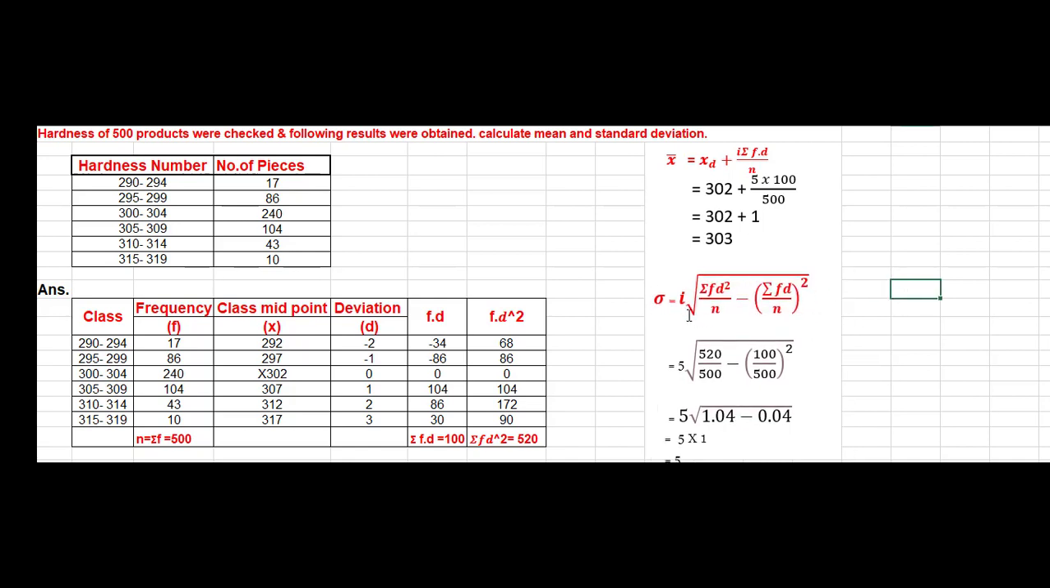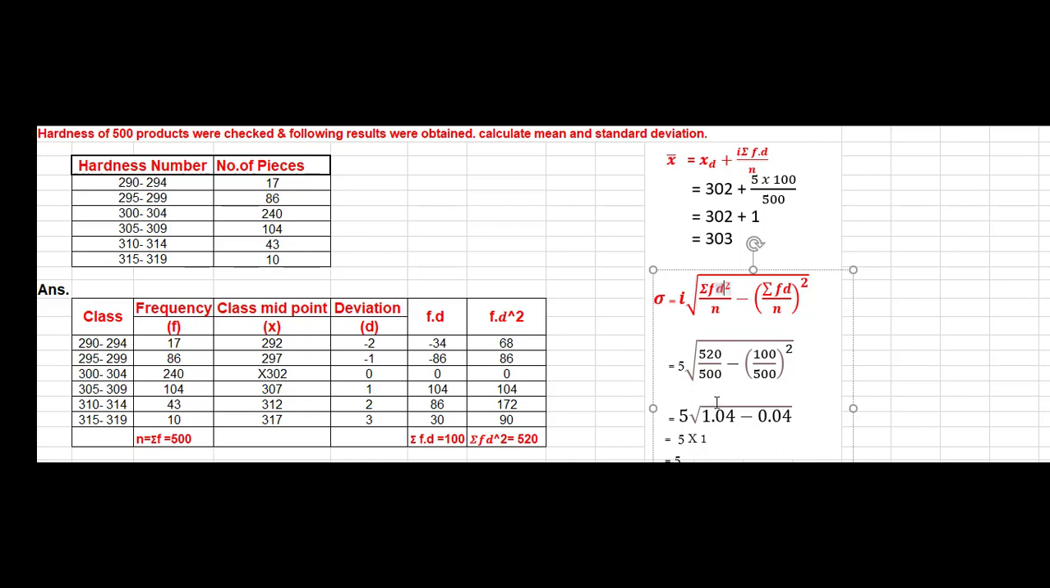The standard deviation is denoted as sigma. The equation of standard deviation is I into the square root of sigma fd square upon n minus sigma fd upon n, whole bracket squared. So I is 5, sigma fd square is 520, small n is 500, minus sigma fd, which is 100, divided by small n, which is 500, and the whole bracket squared.